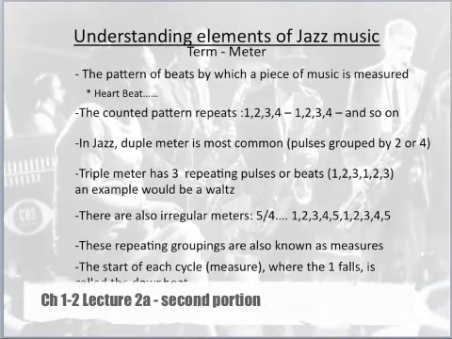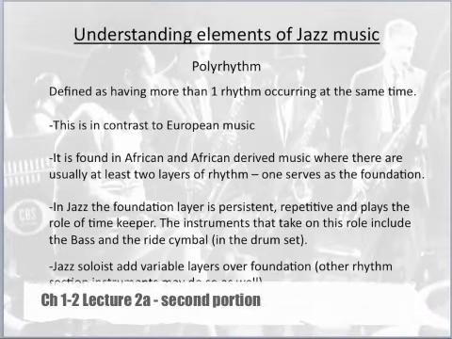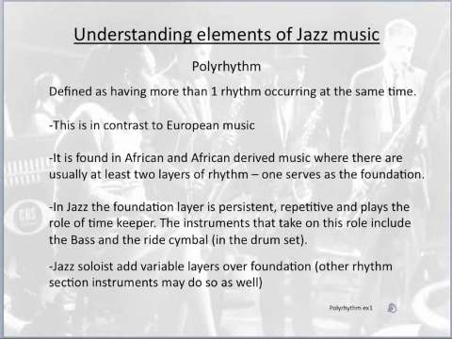So next, related to rhythm, is polyrhythm. Polyrhythm is defined as having more than one rhythm occurring at the same time. And this is somewhat in contrast to European music, where rhythms tend to line up on top of each other.